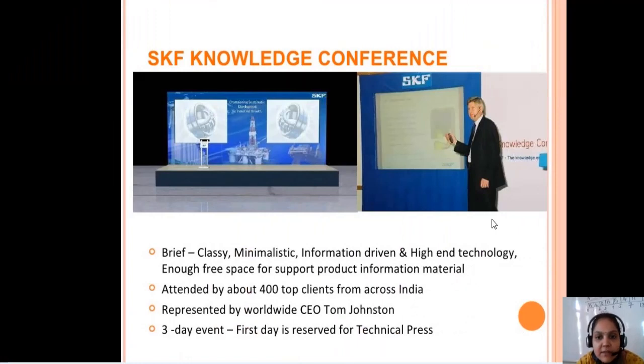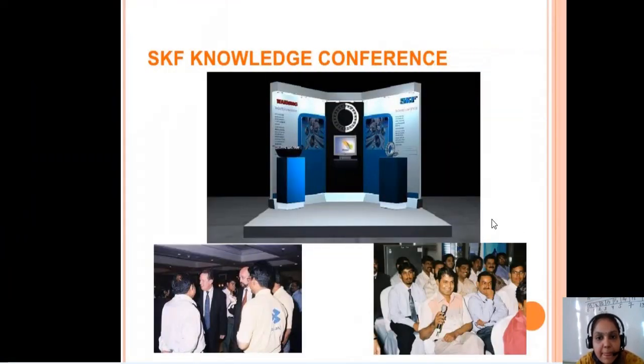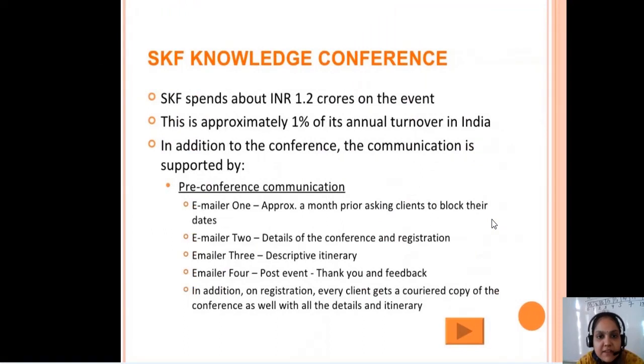These are the conference images, dear students. There were 400 top clients from across India, represented by the worldwide CEO Tom Johnston. It was a 3-day event, and on the first day there was a technical presentation. For this particular conference, they spent 1.2 crores, which is 1% of their annual turnover in India. For pre-conference communication, they used emailer 1, emailer 2, emailer 3, emailer 4, like that.